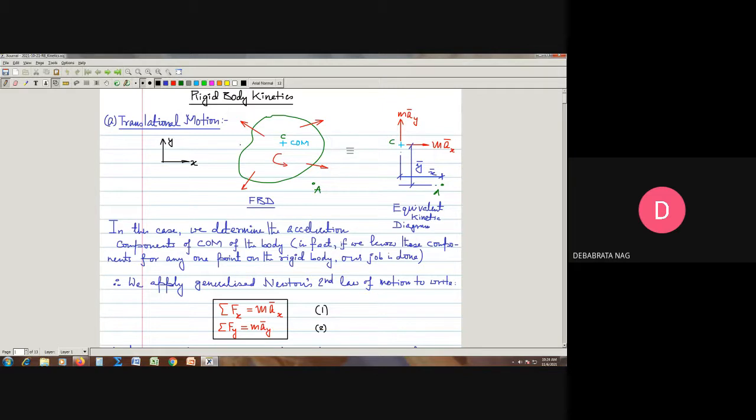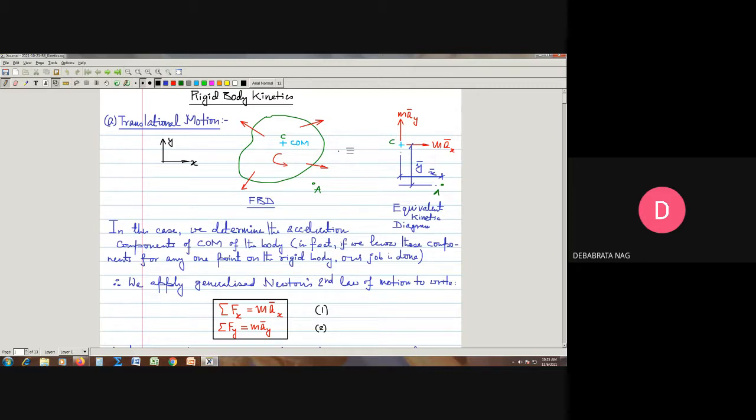And so far as the translational motion is concerned, as you see, the center of mass of this body can either follow a straight line path if the motion of this rigid body is rectilinear in nature, or it can follow a curved path if the body is undergoing a curvilinear translational motion. So here our basic focus will be on this particle, which is known as the center of mass of this entire body. So this whole thing is basically the free body diagram.